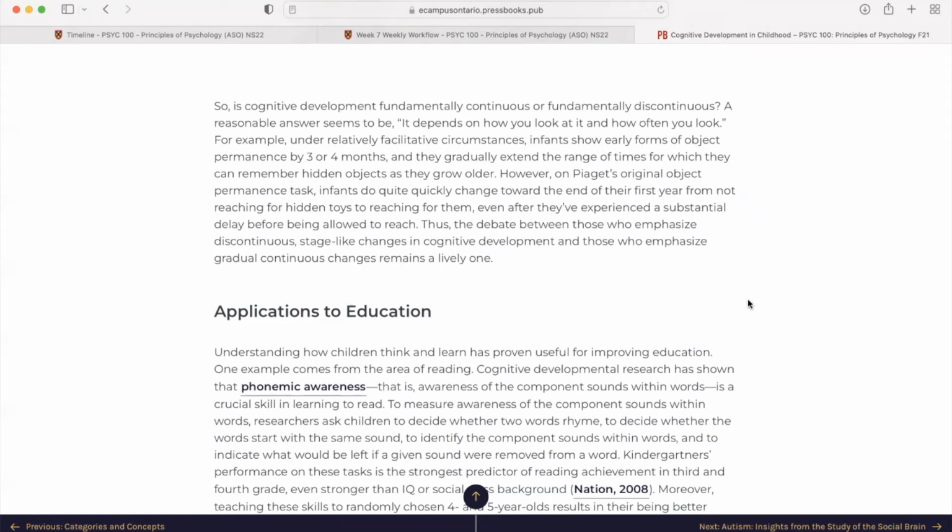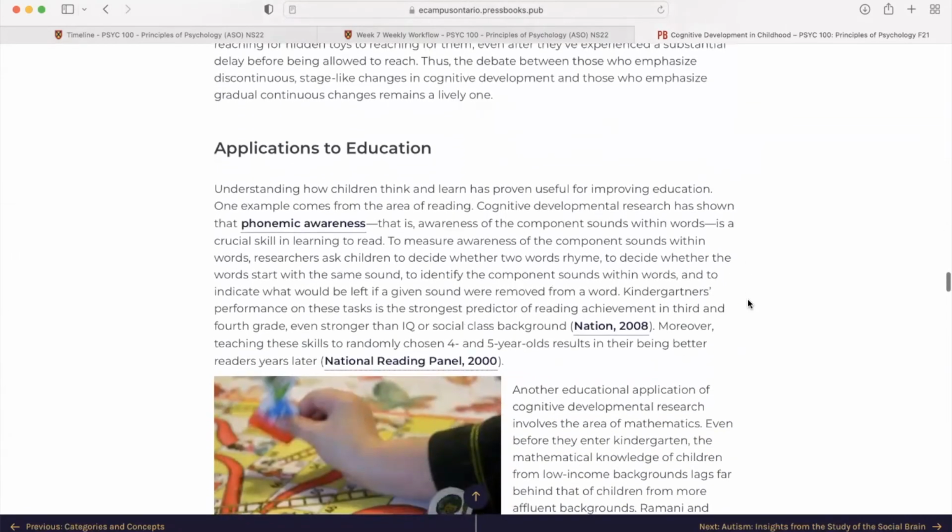Applications to education. Understanding how children think and learn has proven useful for improving education. One example comes from the area of reading. Cognitive development research has shown that phonemic awareness, that is, awareness of the component sounds within words, is a crucial skill in learning to read.